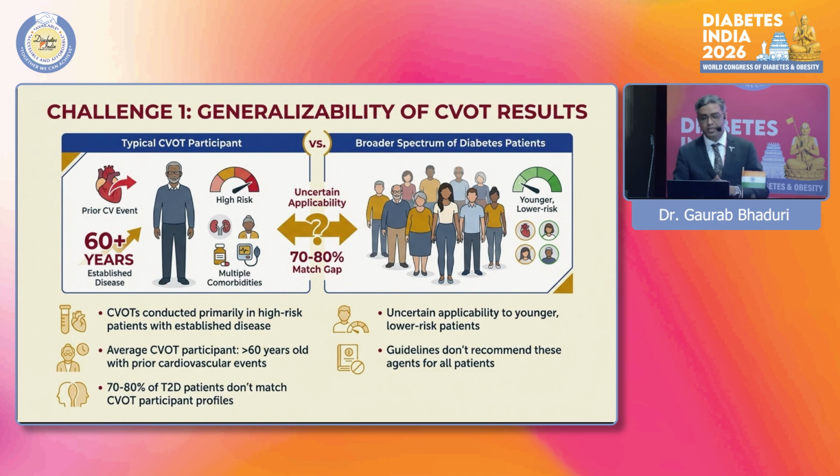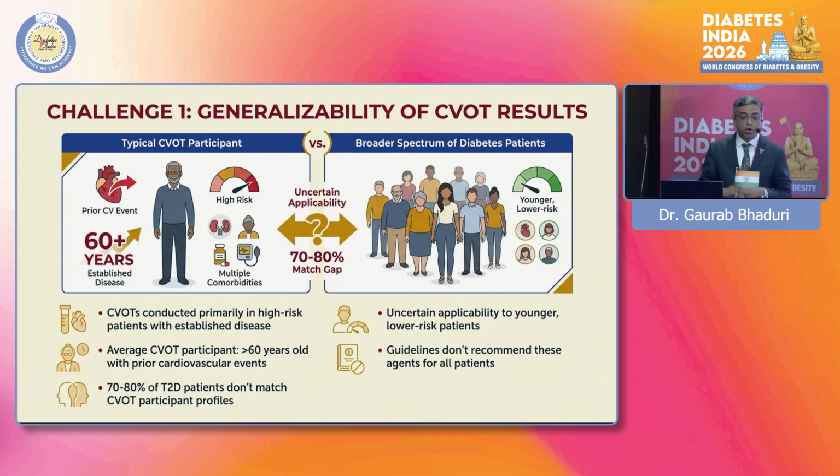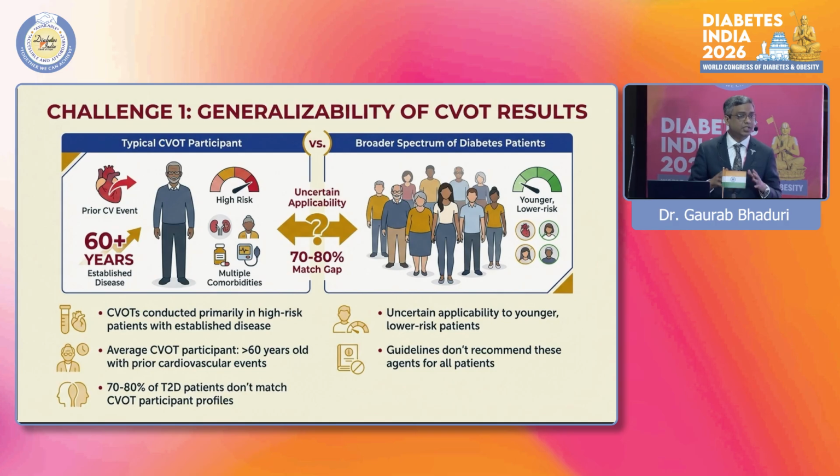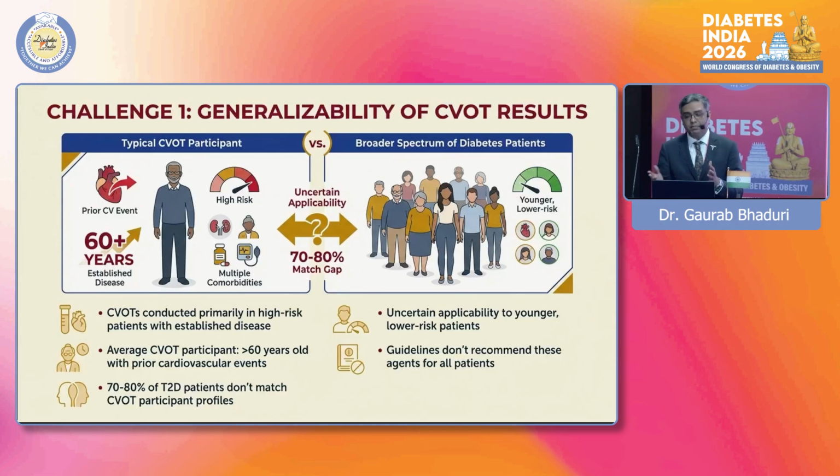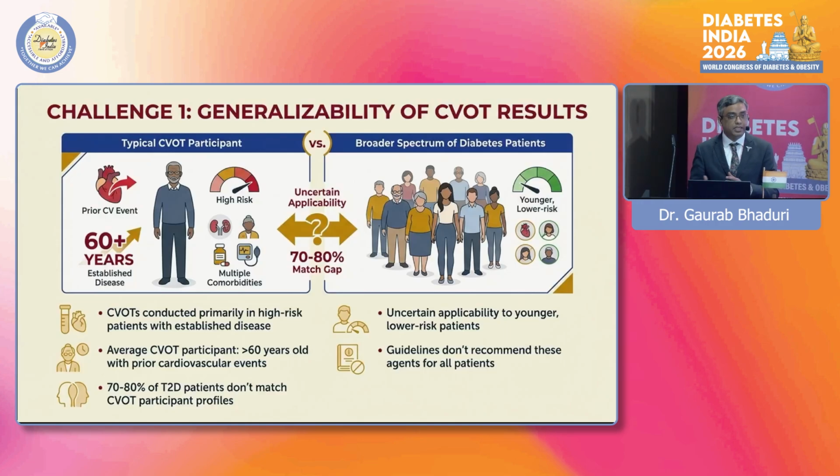So challenge number one is the generalizability of the CVOT results. The typical CVOT participant either has established cardiovascular disease or is at very high risk or with multiple comorbidities, and age usually 60 years or more. But in the real world, in about 70 to 80% of the actual patients, they don't fit this CVOT participant profile. They are much younger and at a much lower risk on the spectrum. So clinicians are obviously sometimes uncertain about the applicability of this CVOT evidence in the real world.